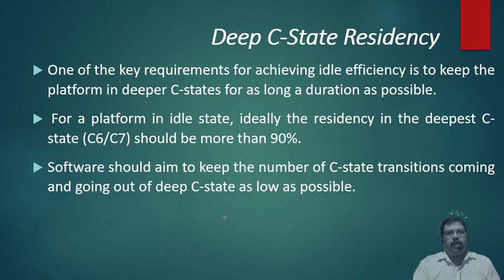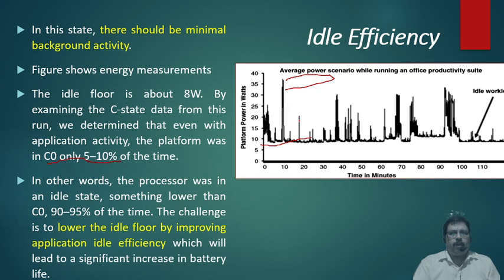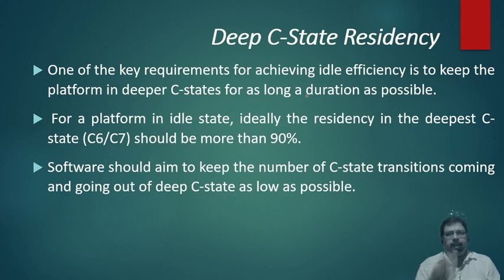Now next is deep C-state residency. It is a subtopic of idle efficiency. So here in deep C-state residency, the main objective is to keep the processor more in the deep C state, that is more in the sleep state or idle state, and to maintain the deepest C state, that is C6 to C7.